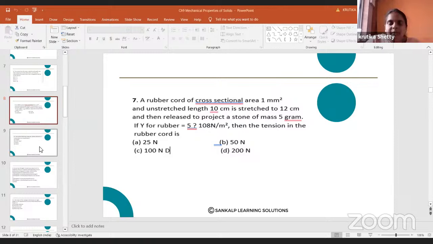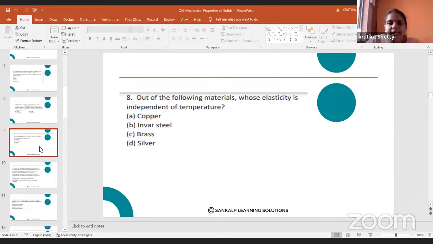Out of the following materials, whose elasticity is independent of temperature? Any idea? Out of the following, which is independent of temperature? Yes, it is invar steel. Actually, for temperature, whatever the elasticity is, both are inversely proportional. But invar steel is not dependent on the temperature factor, whereas for other materials it is inversely proportional. Then the next question.